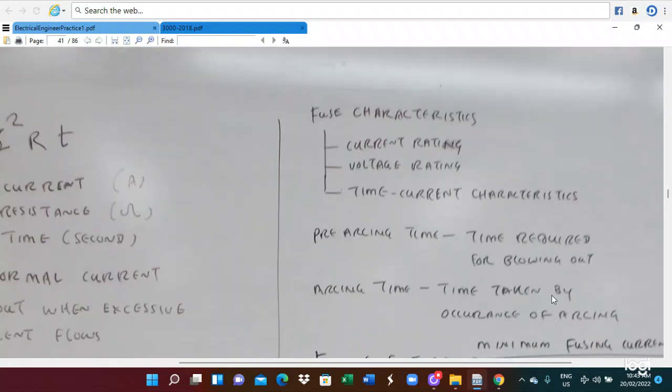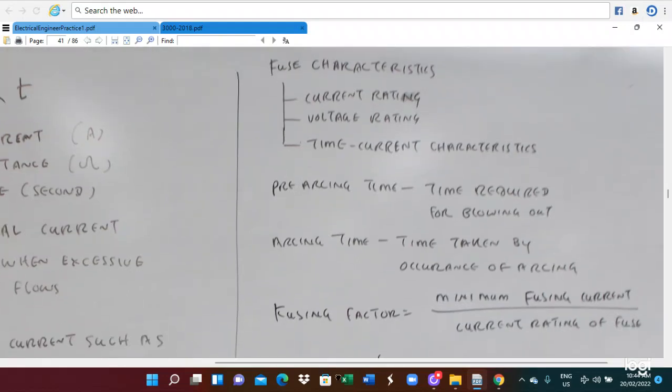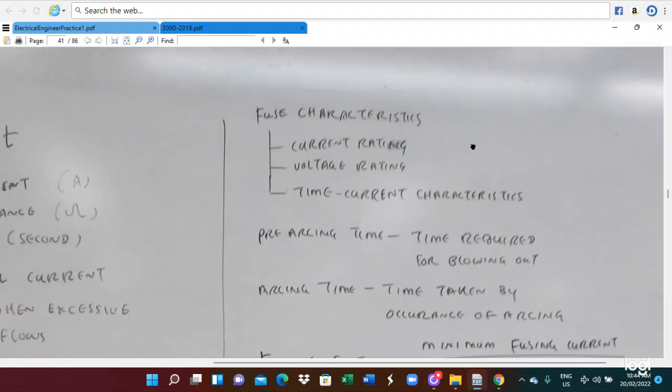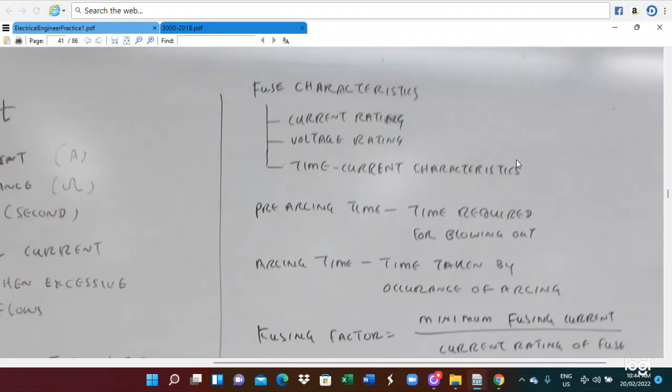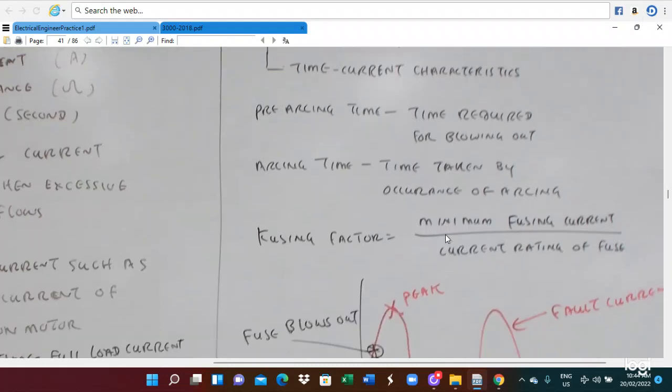And then the fuse characteristic depends on the current rating, voltage rating, and the time-current characteristic, which comes from the heat equation, H equals I squared R T. So the current rating, voltage rating, and time-current characteristics determine the fuse characteristic. The fuse operation time can be analyzed in two parts: pre-arcing time, which is the time required for the blowing out, and arcing time, which is the time taken by the occurrence of the arcing.